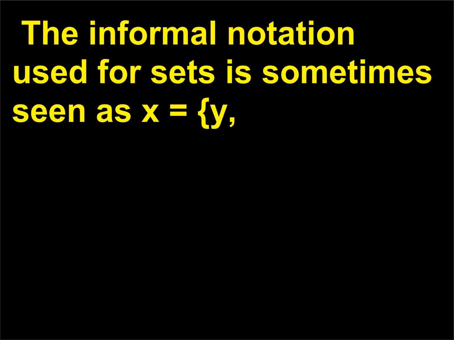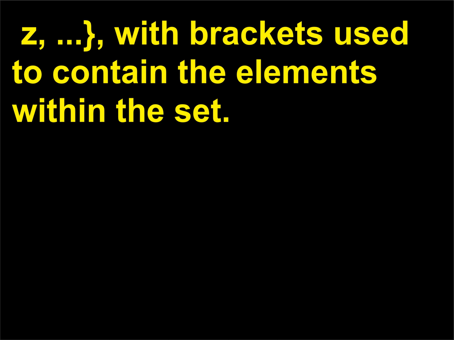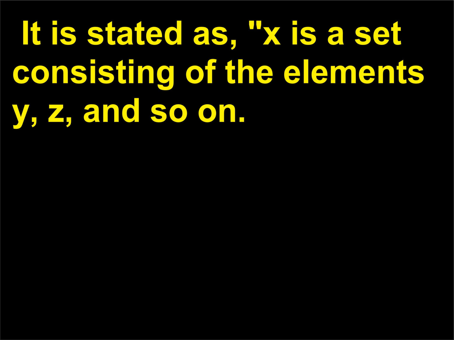The informal notation used for sets is sometimes seen as X = {y, z}, with brackets used to contain the elements within the set. It is stated as, X is a set consisting of the elements y, z, and so on.